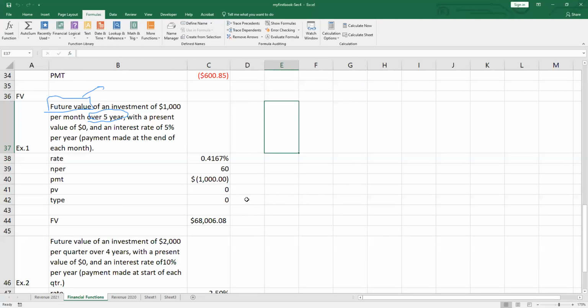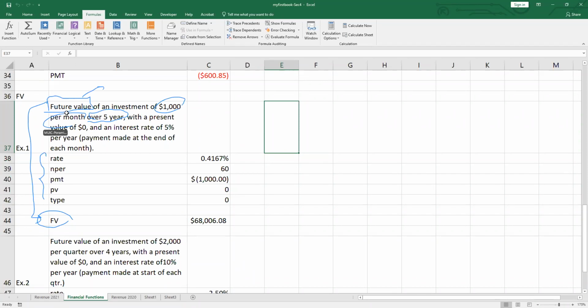So in this example, we want to find a future value for sure. This one, we want to find FV. Then I just listed out all the arguments that FV needs to use. And after that, I start understanding each argument that we need to have. In this one, we said that we want to invest $1,000 per month. That means we have to save 1,000 per month.